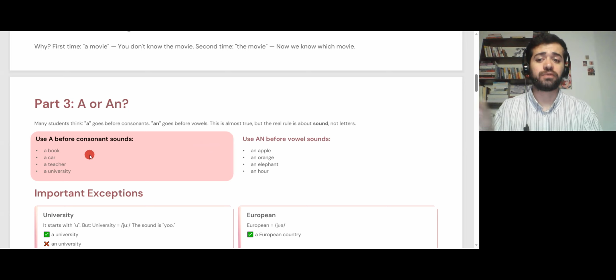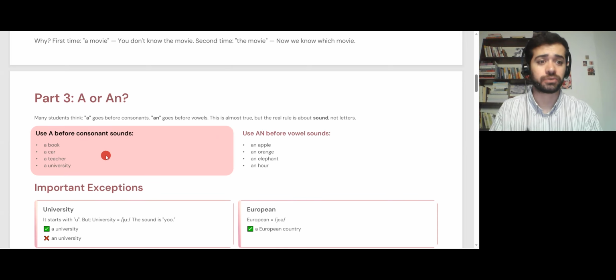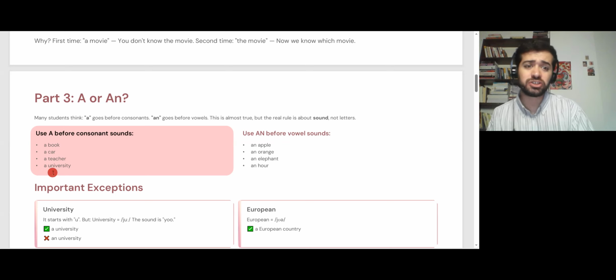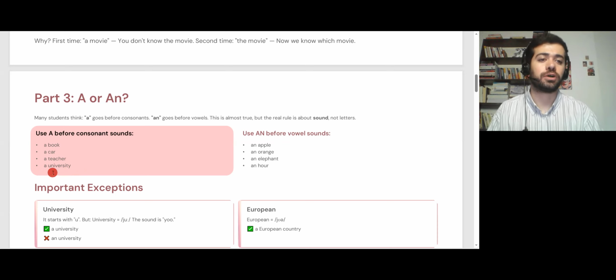Again, a before consonant sounds, like a book, like a car, like a teacher. Like university: the letter is U, but the sound is you. So we use a, because it's fine to say a university, right?